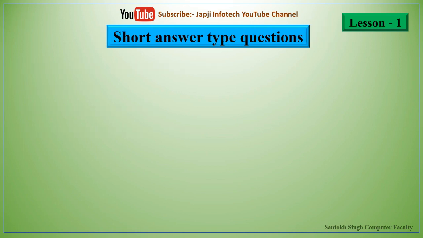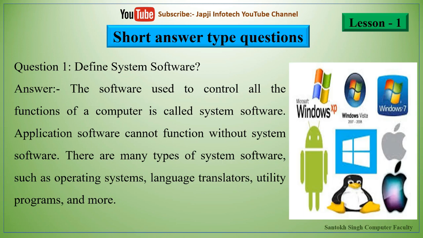So now we will learn about short answer type questions, and our first question is, define system software. The software used to control all the functions of a computer is called system software. Application software cannot function without system software. So there are many types of system software such as operating system, language translator, utility program, and many more.